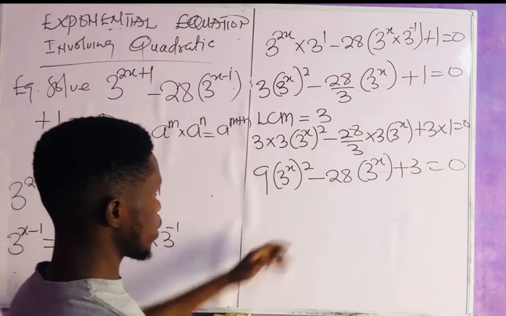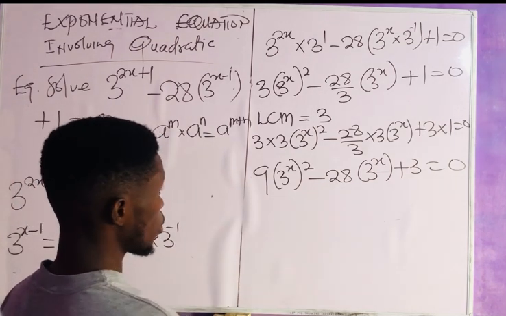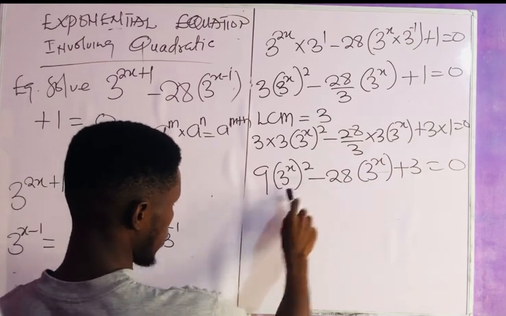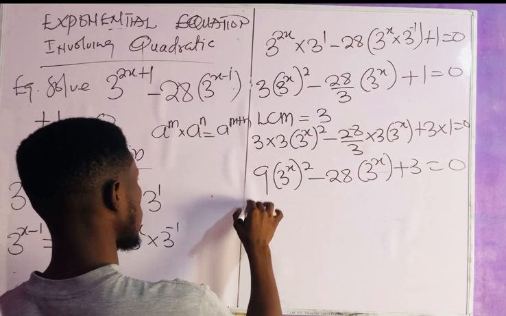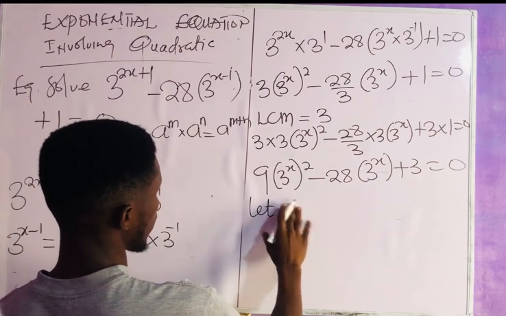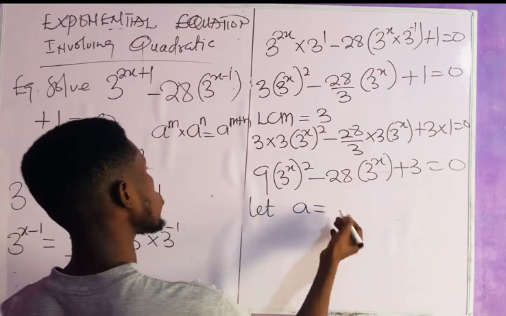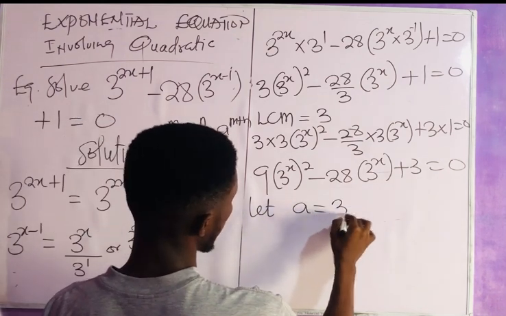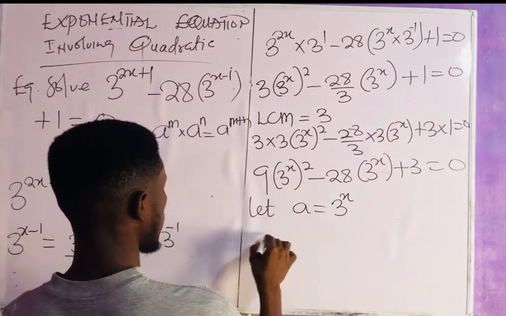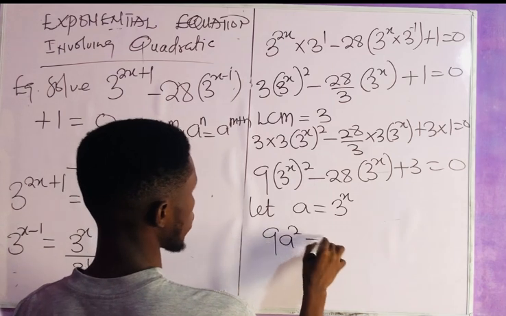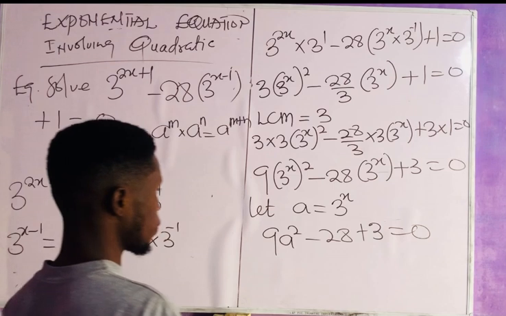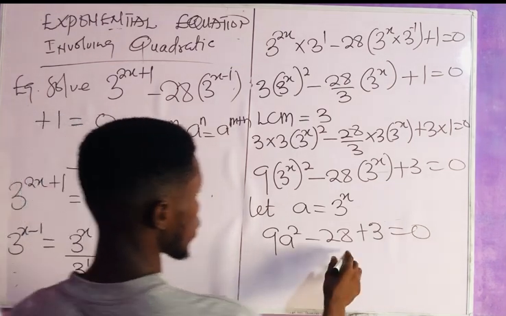Now, at this point, we all know that this and that are the same. So you can replace this one. I say that let y, let me use a different variable. Let a be equal to 3 to the power x. Meaning that wherever I see 3 to the power x, I'm replacing it by a. So I have 9a squared minus 28a plus 3 equals 0. Now this is quadratic.